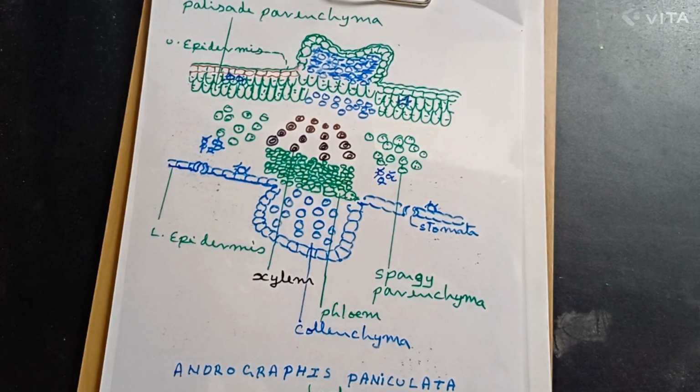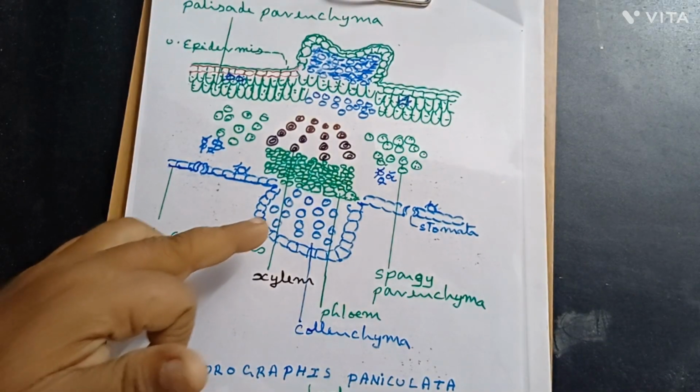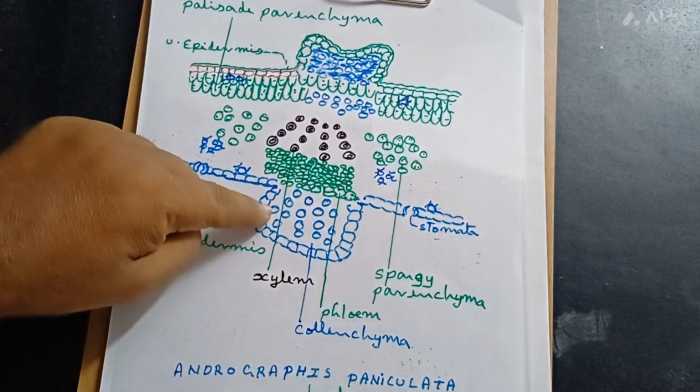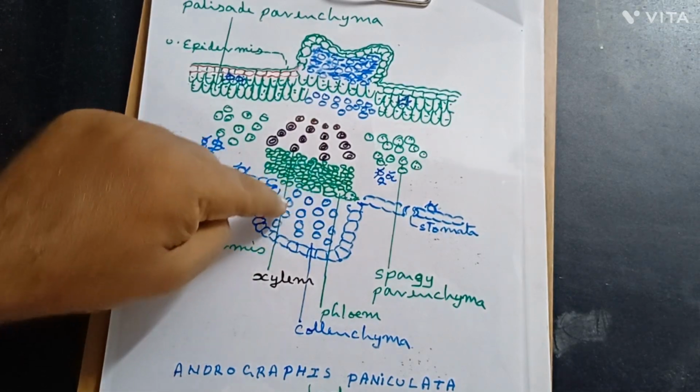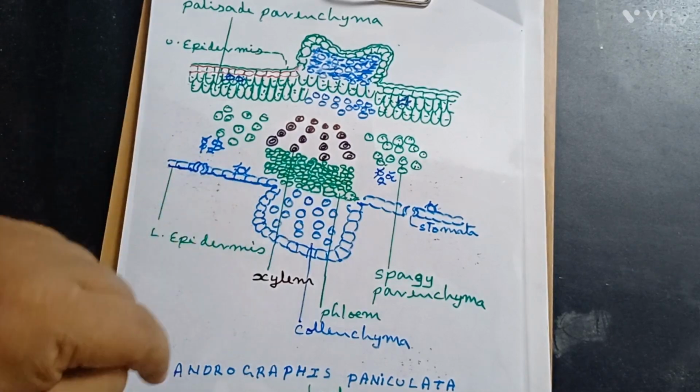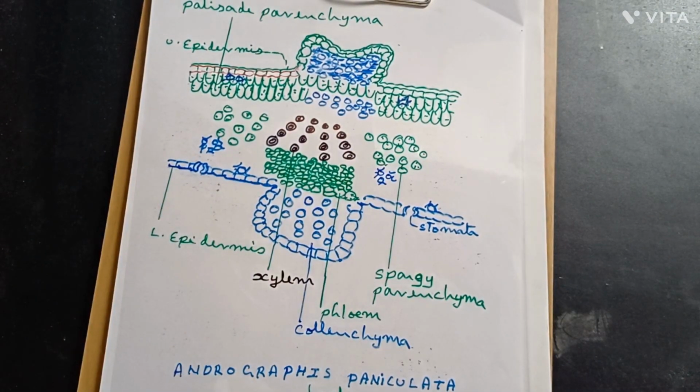In the midrib region, you can see the presence of collenchyma. You can see the blue colored structural contents there. You are able to see this, it is collenchyma. Now towards the lower epidermis, you can find stomata.